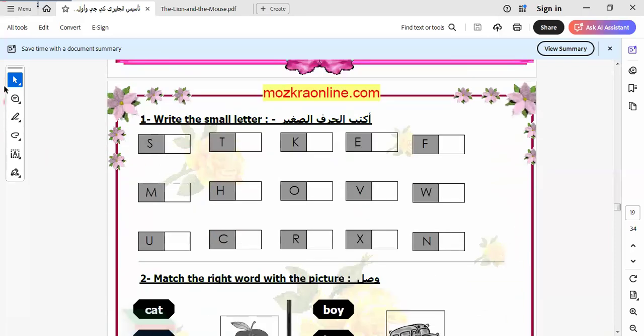Here is a capital letter and small letter. Let's do it. Here is small letter s, t, capital K and small k, capital E and small e, capital F and small f, capital M and small m, capital H and small h, capital O and small o, capital V and small v, capital W and small w, capital N and small n, capital X and small x, capital R and small r, capital C and small c, capital U and small u, okay? Let's go to another one.